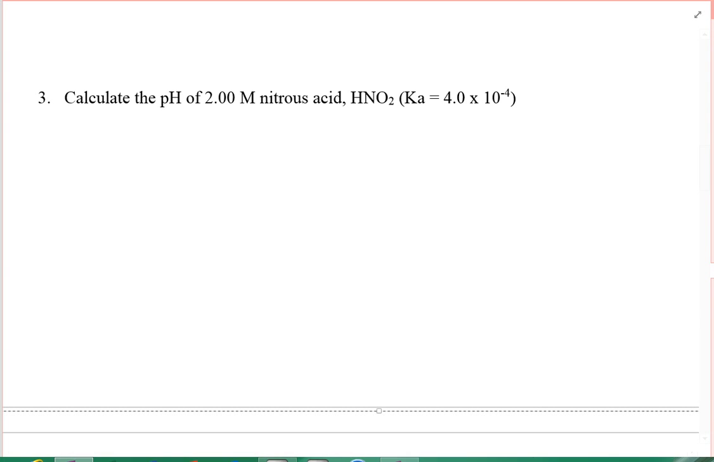Hello, this is Mrs. Nearing, and we're going to go over a couple examples of how to find the pH of a weak acid or a weak base. So this problem right here: calculate the pH of 2 molar nitrous acid, and the Ka is given.